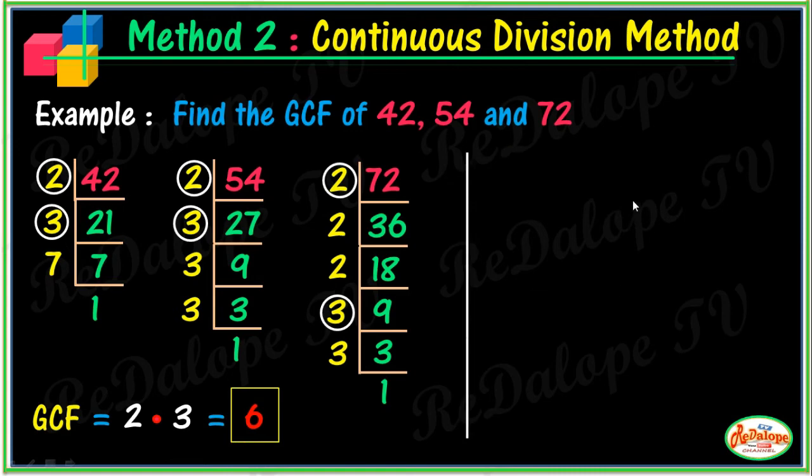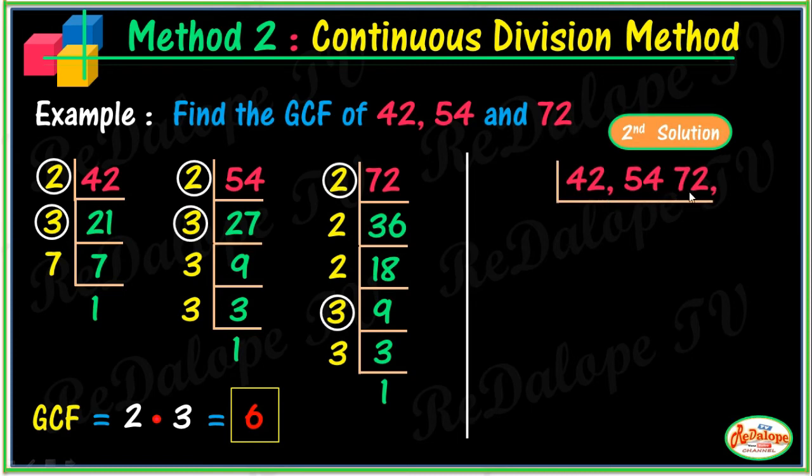Now the next solution is we will combine 42, 54, and 72 in a single inverted division symbol. So 42, 54, 72 are numbers that can be divided by 2. So we divide by 2. So 42 divided by 2, that is simply 21. 54 divided by 2, so that is 27. 72 divided by 2, so understood to be 36.